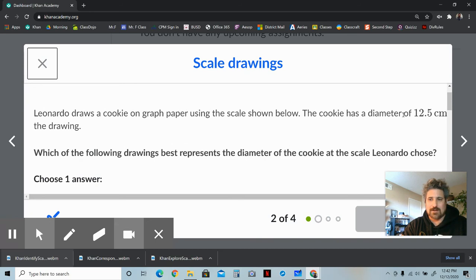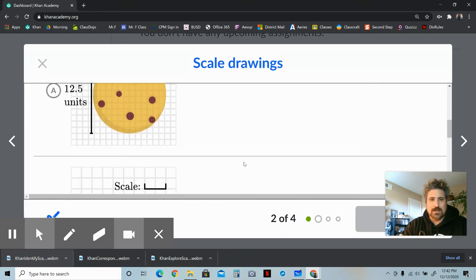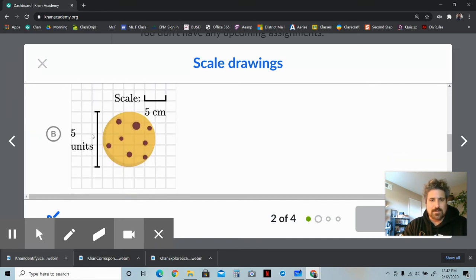You want the cookie to be 12 and a half centimeters. And that's for the diameter. That means the length from one edge to the other. So this is incorrect. This one is, the 2 is 5 centimeters, so that means each one's 2.5. So 5 units of 2.5 would be 2.5 times 5. 2.5 times 5 is going to be 2 times 5, which is 10, and then half of 5 is 2.5. So this one looks good.